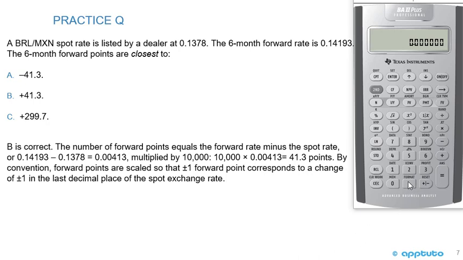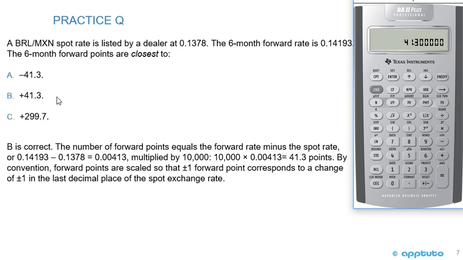So let's just do it on the calculator very quickly. The forward rate, 0.14193, minus the spot rate, 0.1378, equals, and then I'm going to multiply that by 10,000 to get it into our points, our pips, and it's a positive 41.3. The correct answer is B. Okay, so I just did that in 38 seconds. That's definitely not a 90-second question if you've practiced these. Really easy. Forward rate minus spot rate times 10,000 to get the forward rate in terms of pips.